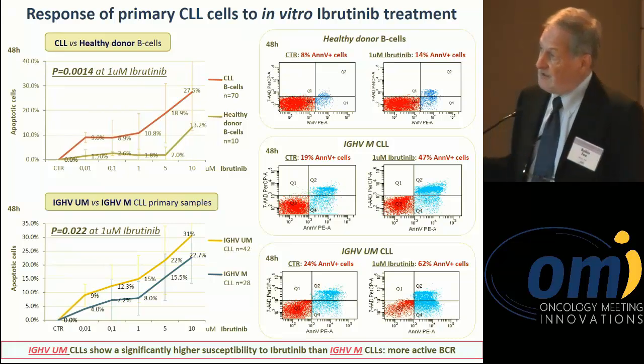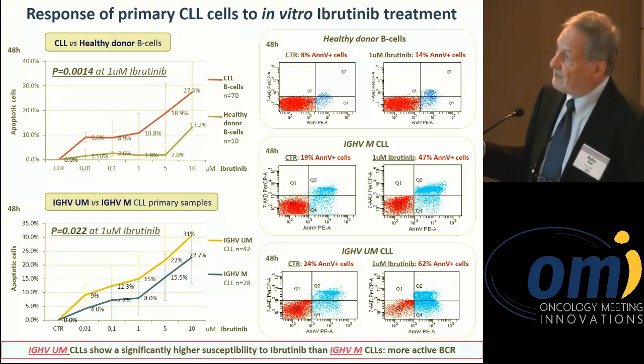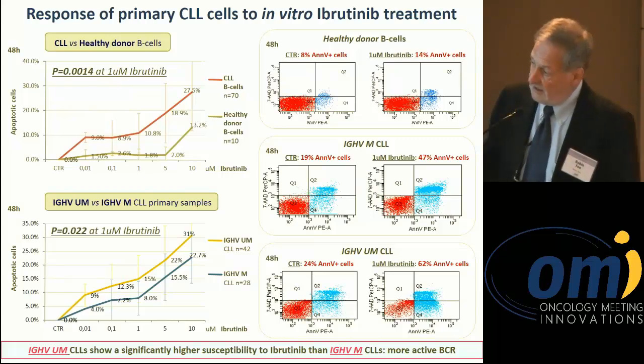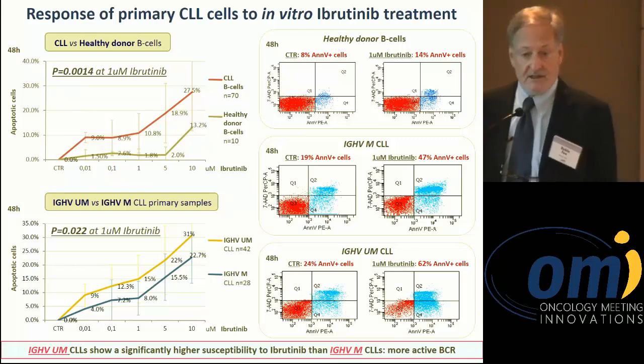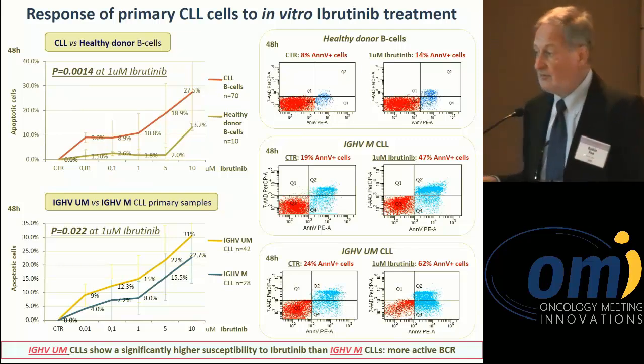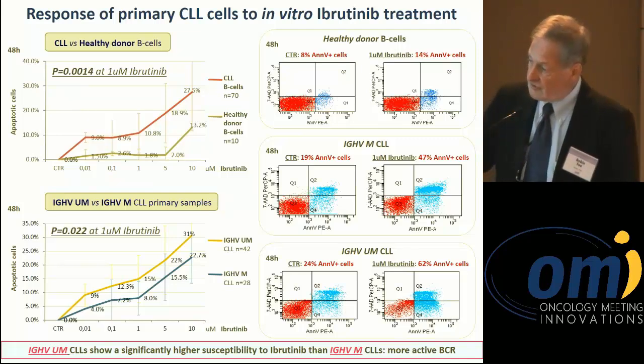There's another piece of information just showing the response of primary CLL cells to in vitro treatment with ibrutinib. Here's comparing CLL to healthy donor B cells, and you can see that the stimulation is greater in CLL cells than normal B cells. And if you look at unmutated versus mutated, and the unmutated is the yellow, you see again the unmutated in fact respond even better in vitro than the mutated to ibrutinib stimulation response.